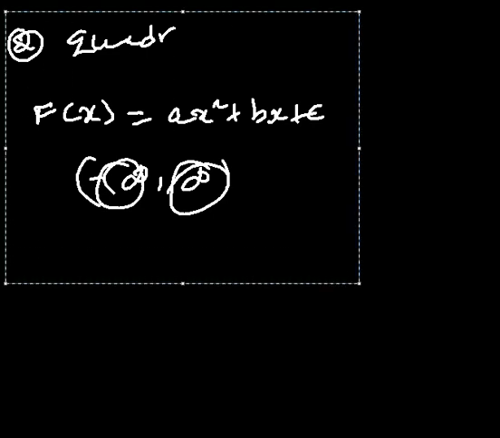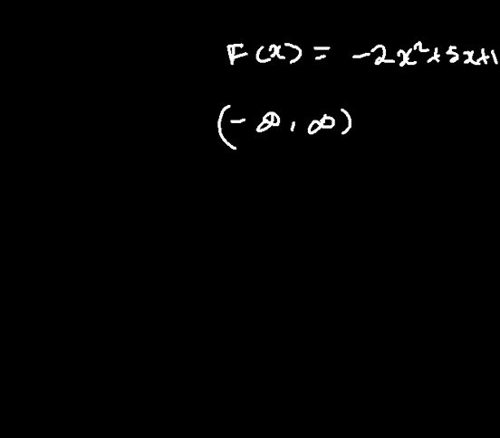Let's have this, and for the sake of interest, let's say we have the function f of x equals negative 2x squared plus 5x plus 1. Now, the domain of this function: x can be any value, and the function will be defined. Hence, the domain will be given as negative infinity to positive infinity.